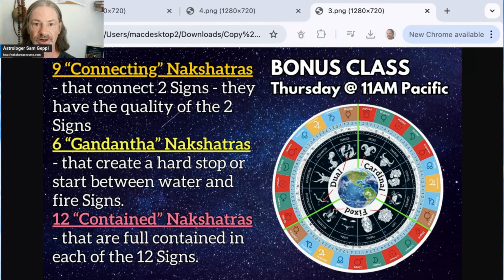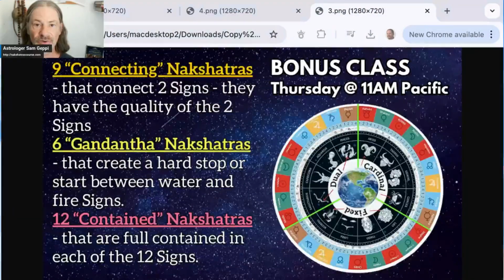Like I said, Mrigashira is the place where Taurus and Gemini are connected, right? Part of it is like Taurus, part of it is like Gemini, and it's a totally different interpretation. That's what I'm going to teach on the full weekend course. I'm going to teach those different interpretations, right? But I'm going to give you these bonus classes in anticipation.